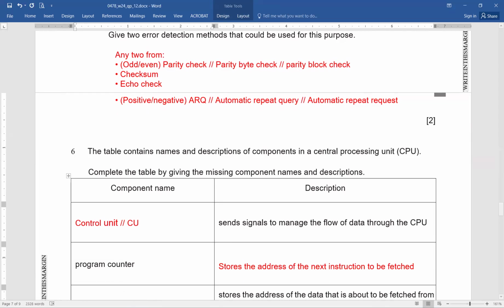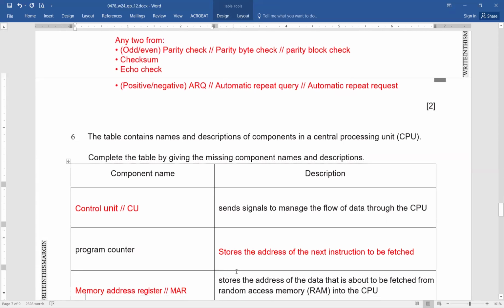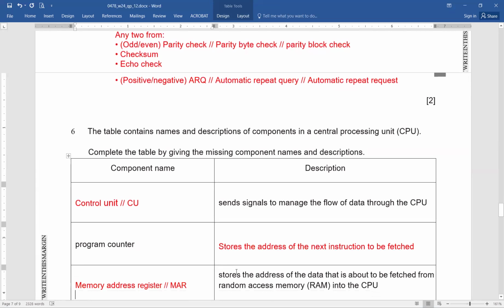So first one, the description was given to you and you were supposed to mention the component name. In the second one, program counter, the component name is mentioned and you need to mention the description, and you know program counter means it is there to store the address of the next instruction to be fetched. Now, the next is the description. Stores the address of the data that is about to be fetched from RAM into the CPU. So stores the address of the data, that is MAR, or memory address register.